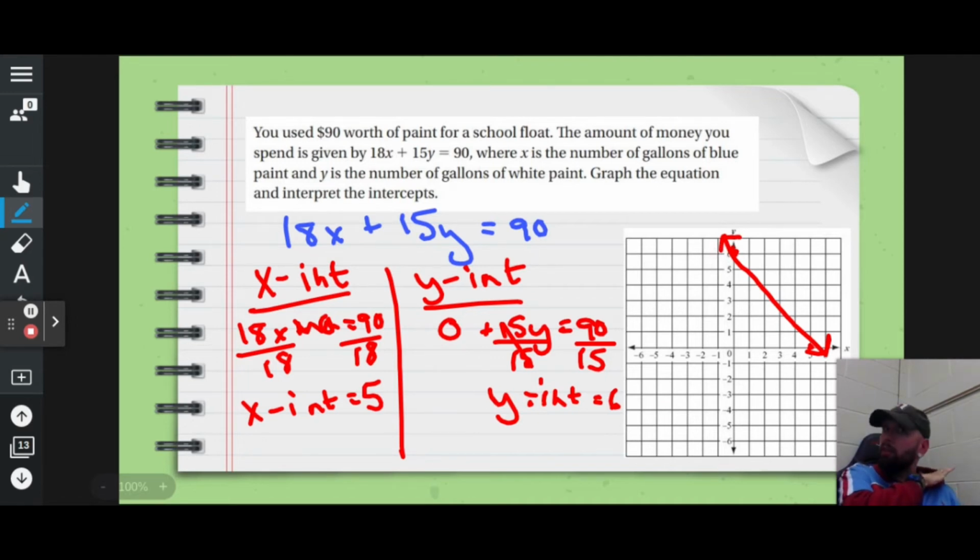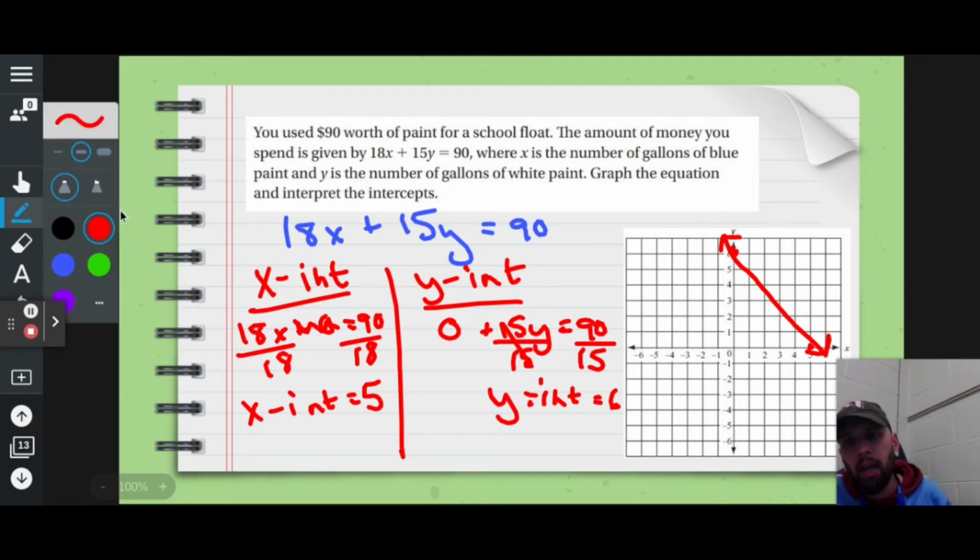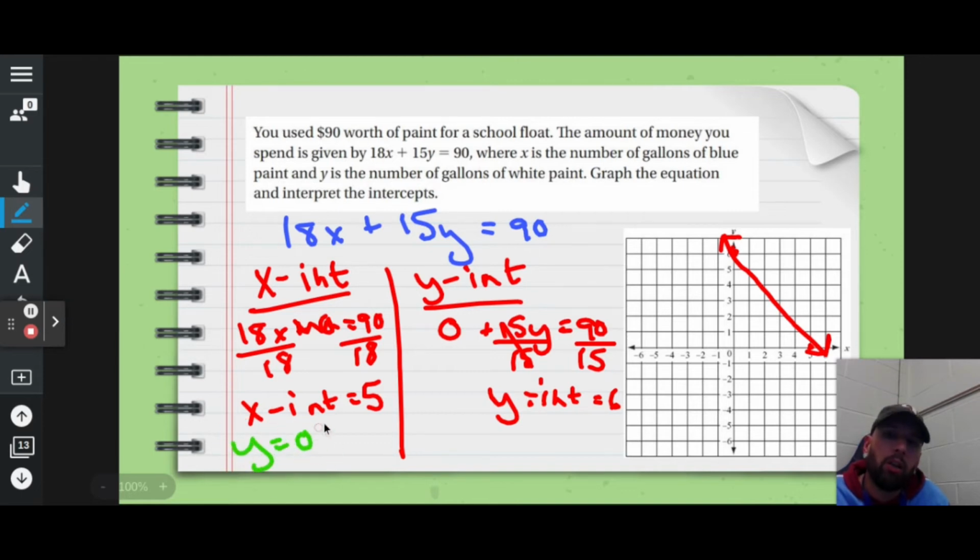Now, what does the x-intercept mean? What does the y-intercept mean? Well, the x-intercept means that y was 0. Now, what was y? Y was the number of gallons of white paint. So what the x-intercept means is how many gallons of blue paint you would use if you used 0 white paint. So that's what the x-intercept means.